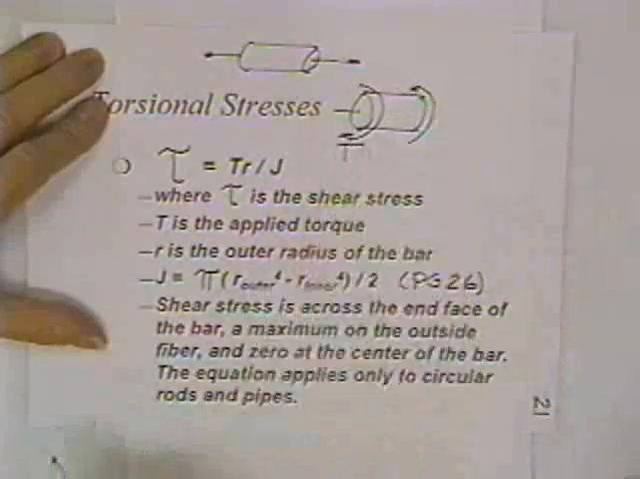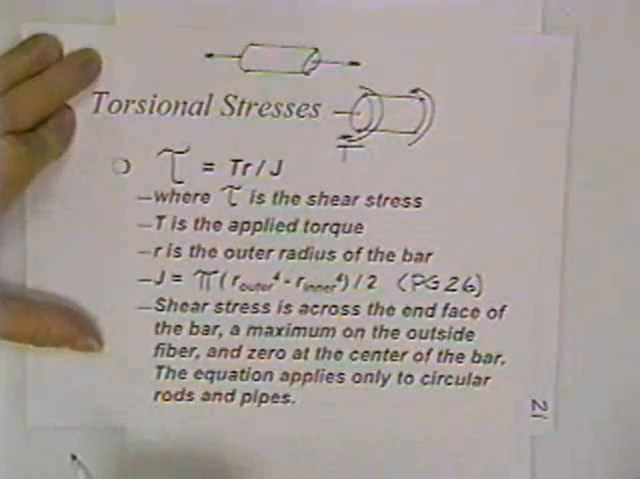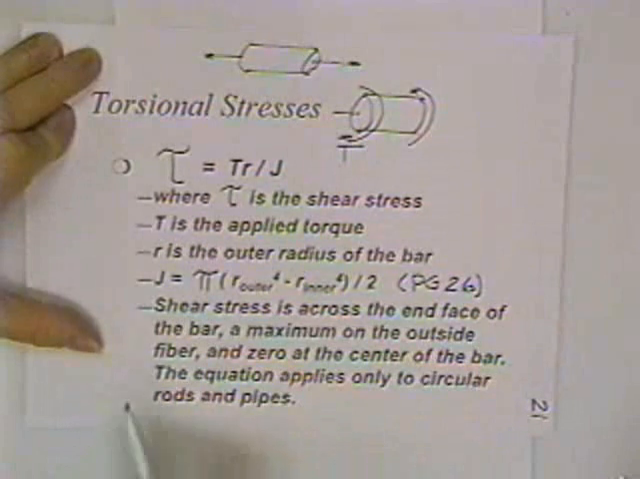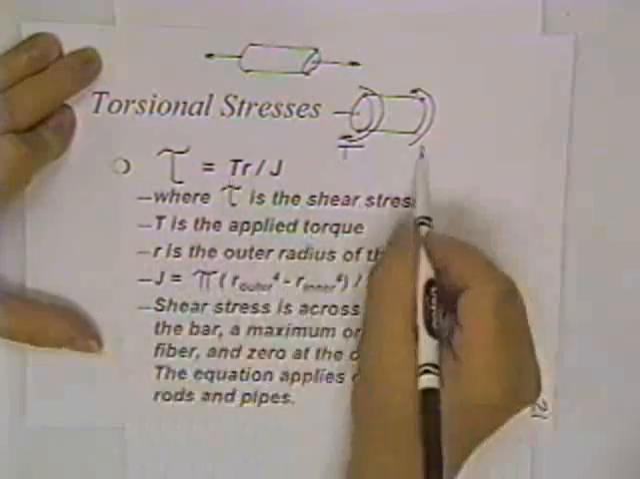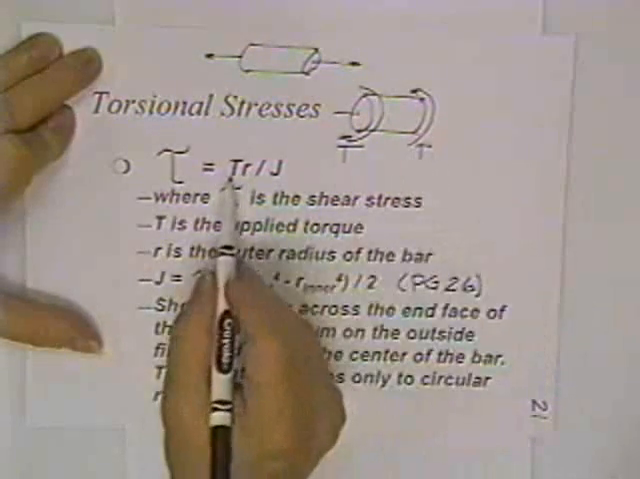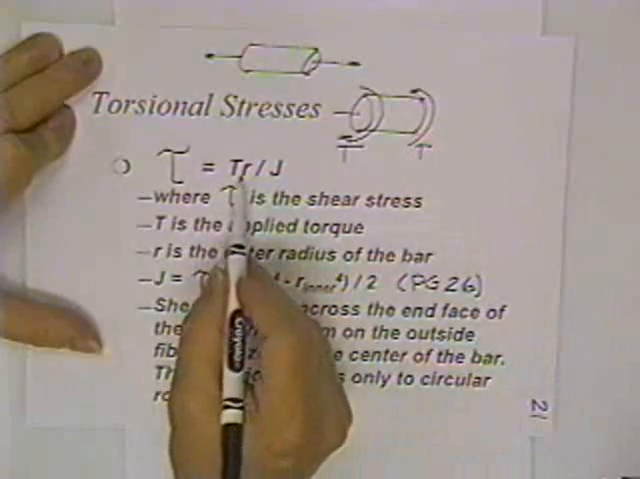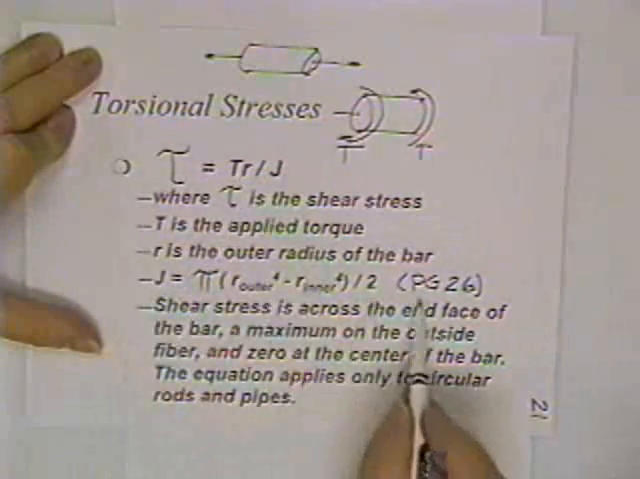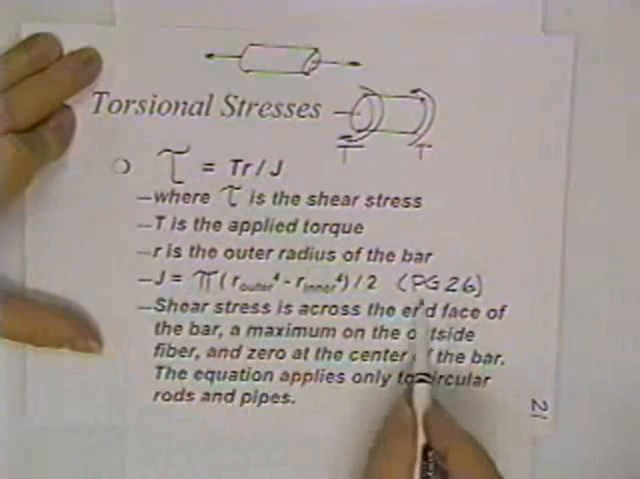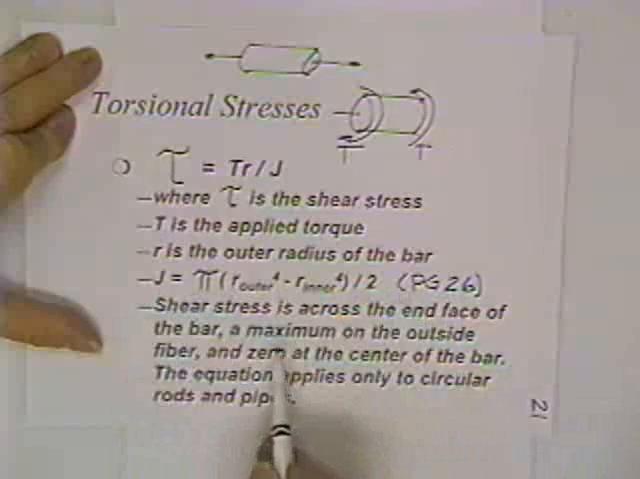They are twisted. They are torqued. The stresses induced in those bars are called torsional stresses. The equation for them is how much torque did you apply to the cross-section. That means you'll have to know how to get that torque. What is the radius of the shaft, and what is its polar moment of inertia? On page 26 of your reference manual, you'll find polar moments of inertia for various shapes.